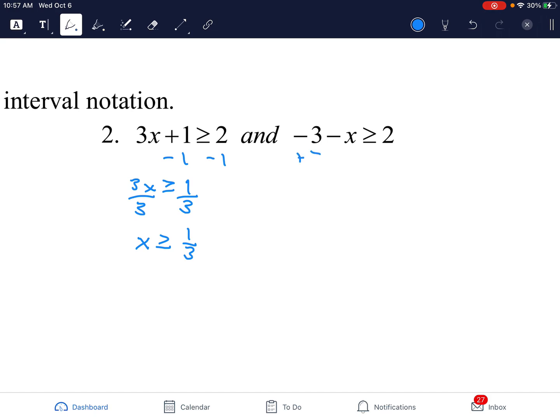The next one, I'm going to add 3 to both sides. So -x is greater than or equal to 5. I'm going to divide both sides by -1 to get the x by itself. When I do that, because I divided by a negative number, the inequality sign will flip and we get x is less than or equal to -5.